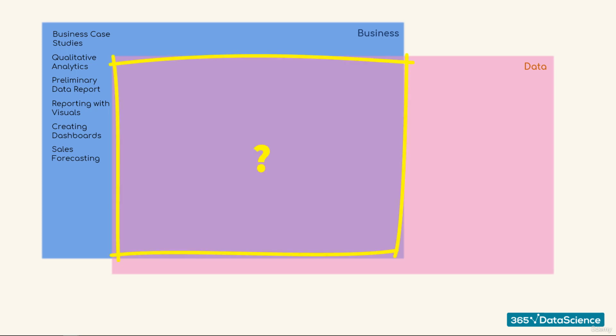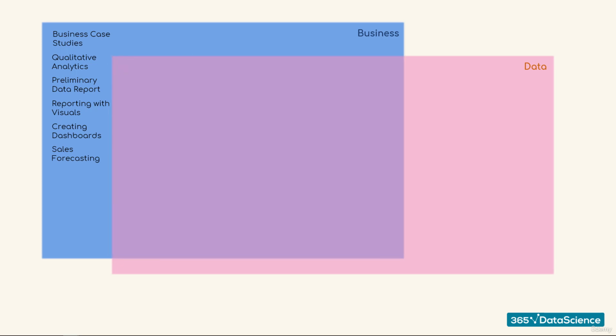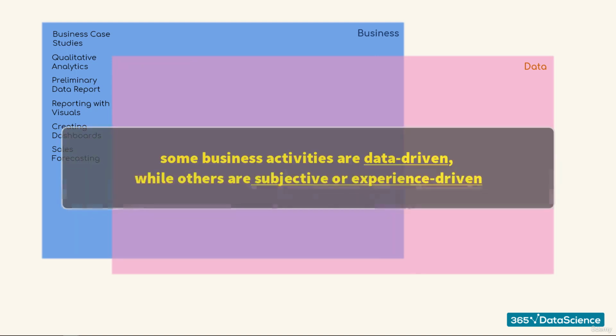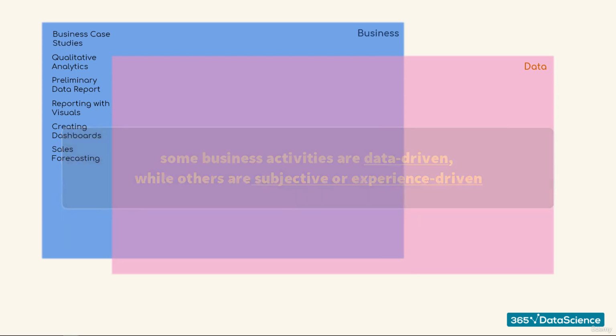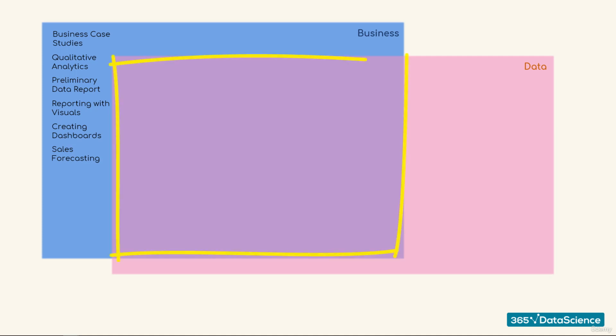There is some overlap. That's because some business activities are not data-driven, but subjective or experience-driven. Of course, there are disciplines that will overlap. We will place them in a common area of the rectangles.